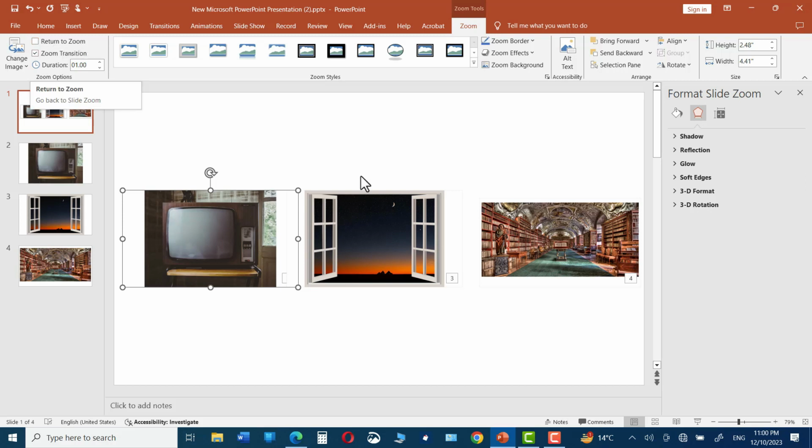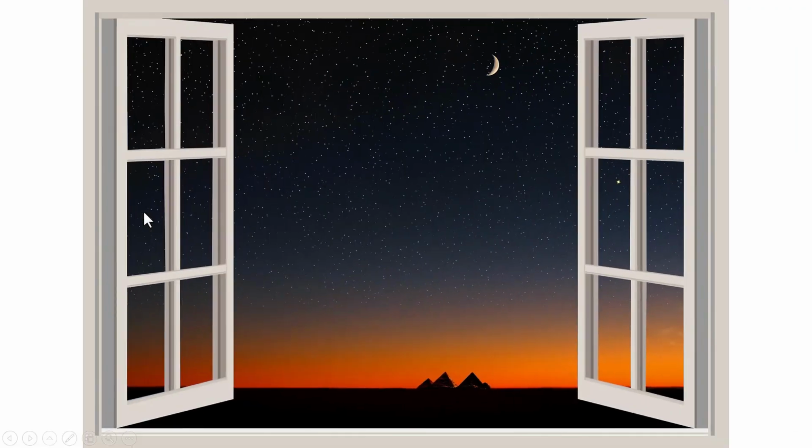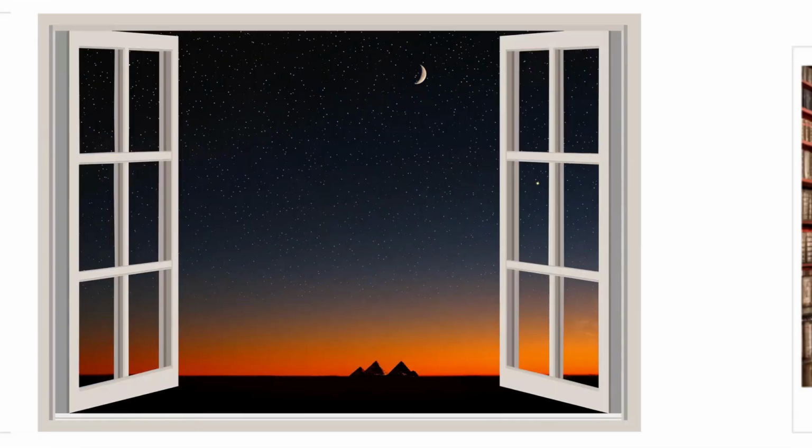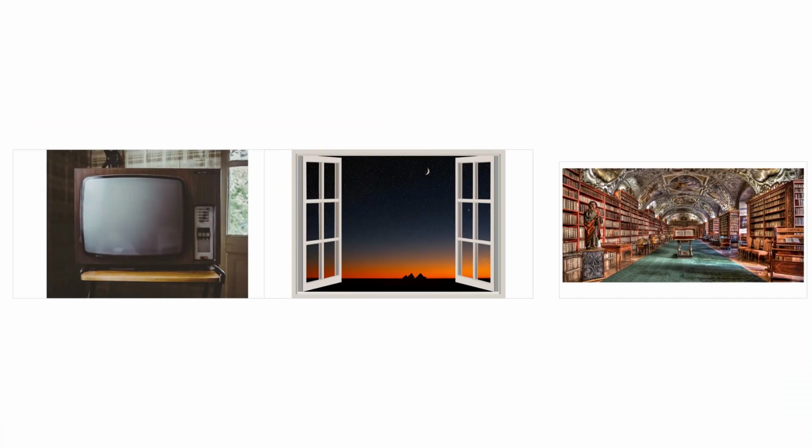Let me apply return to zoom only on the last slide. Select the slide first and check this option. And let me show you how this would look like this time. Click, it zooms in, goes to the next slide, now goes to the last slide, and if you click again, it would zoom out like this.